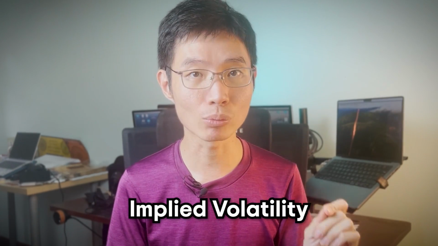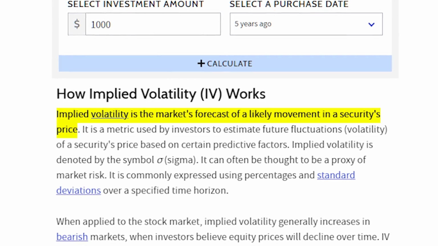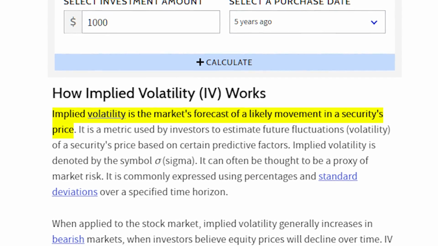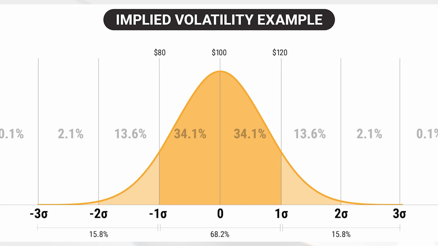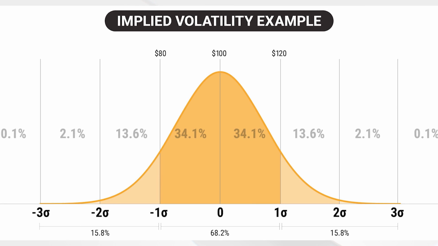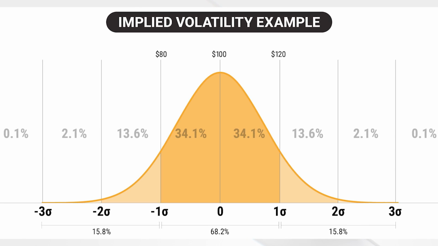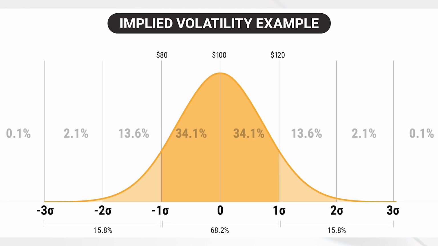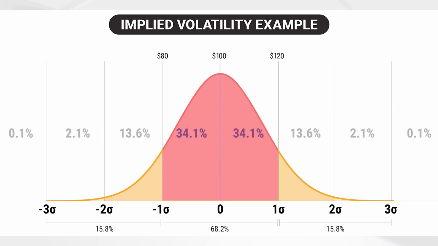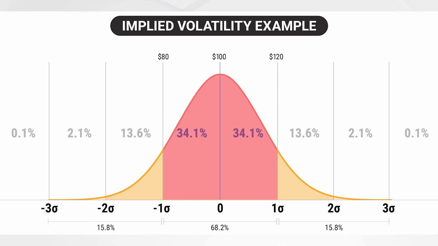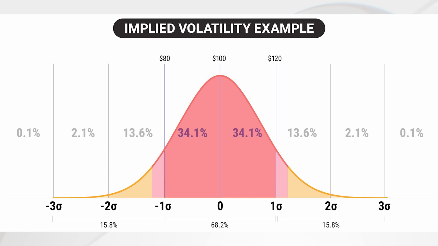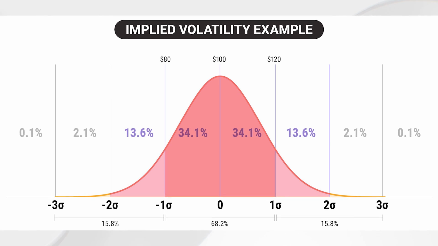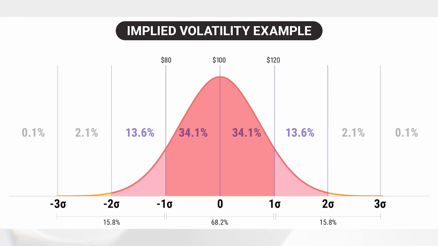Besides that, extrinsic value is also affected by the implied volatility. Implied volatility is the market's forecast of a likely movement in the stock price. Here's an example. If the stock is trading at $100 per share and has an IV of 20%, this means the projected price movement for the stock is between $80 to $120 over the course of a year. According to the chart, there's a 68.2% chance that this will happen. And if we extend this further, there's a 95.4% chance that the stock will move between these points.